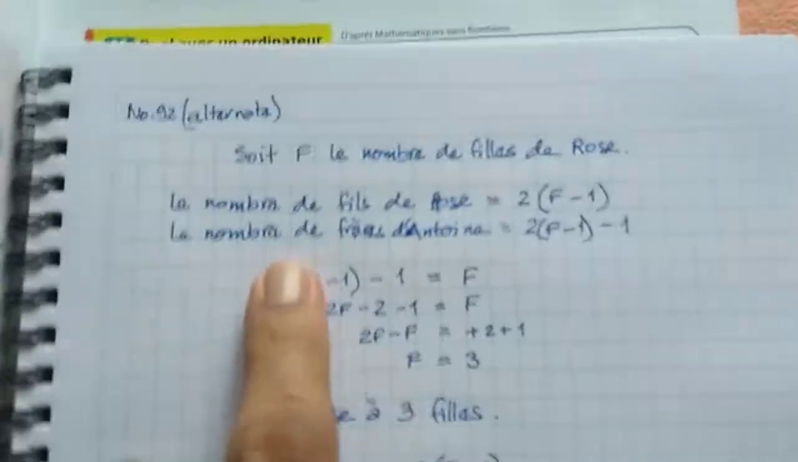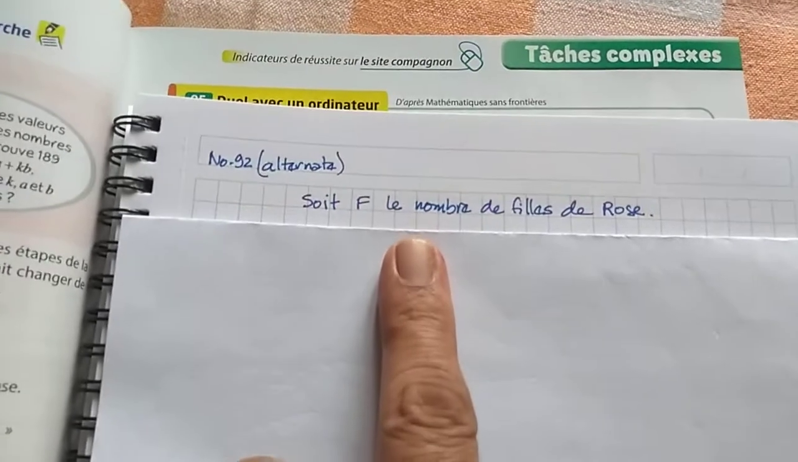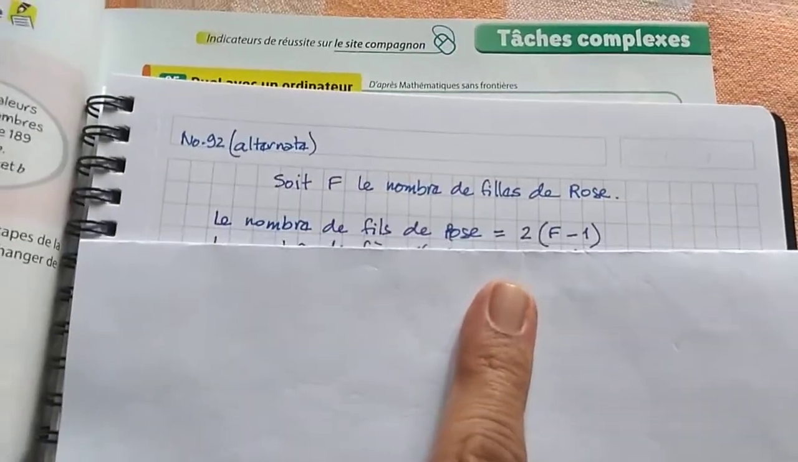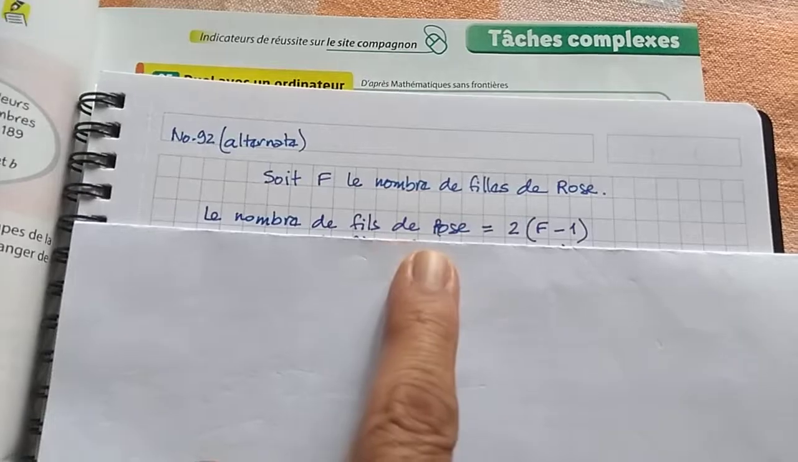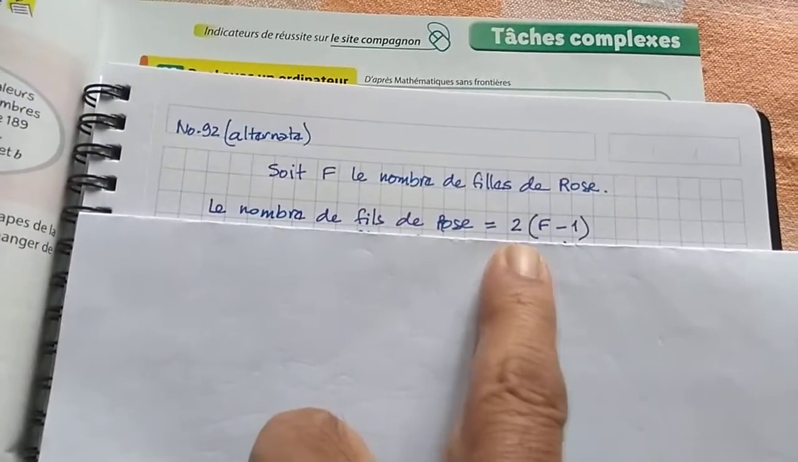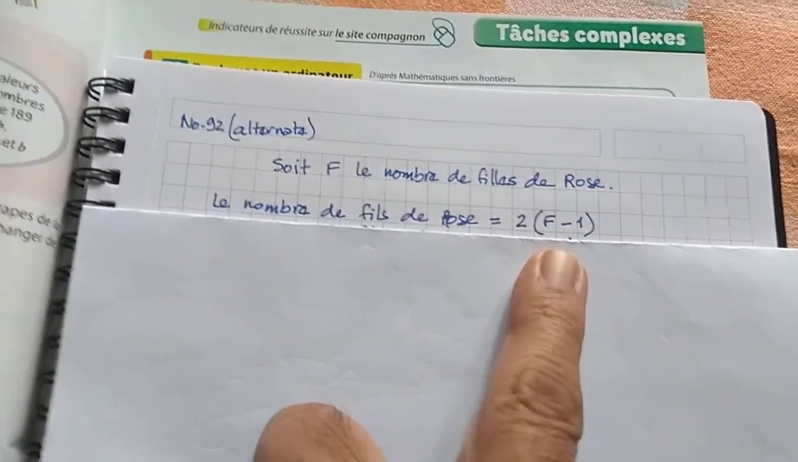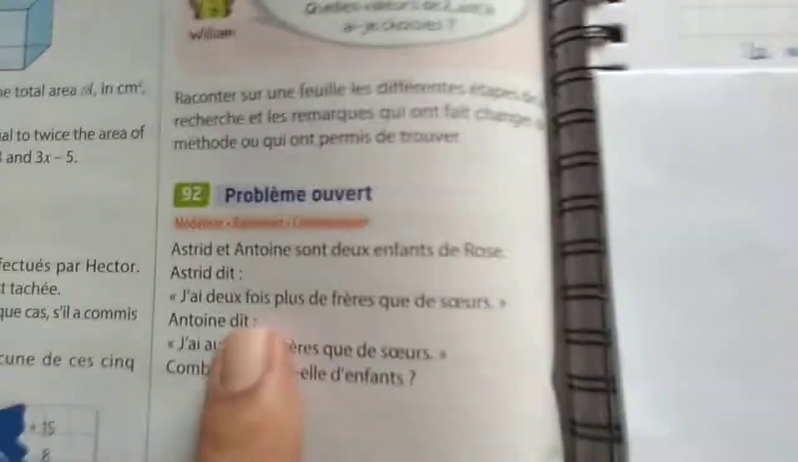Okay, so finally, what I do is, this is the alternate way of solving it without using two variables. We use only one unknown, that is F, le nombre de filles de Rose. Here I am using F, not to confuse it with B and G. So F, le nombre de filles de Rose. Le nombre de fils de Rose est égal à 2 fois F moins 1. How do I get that? I get that from here.